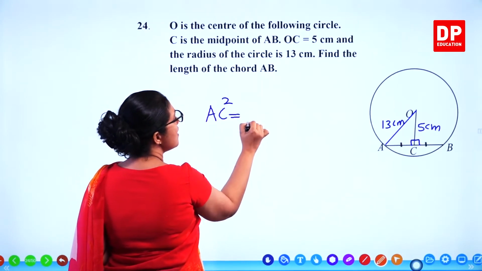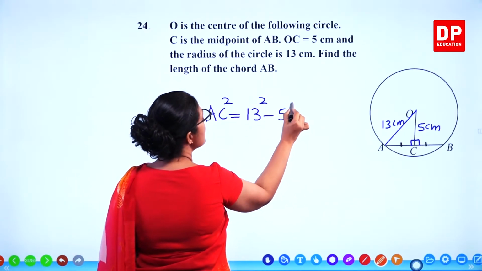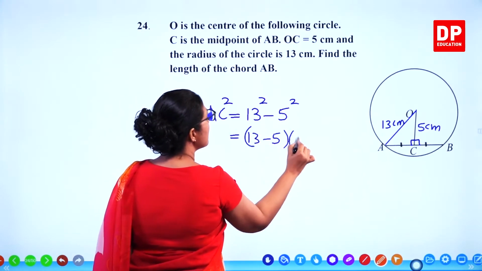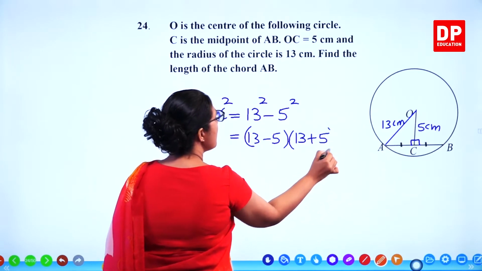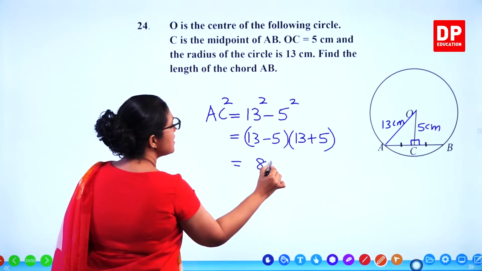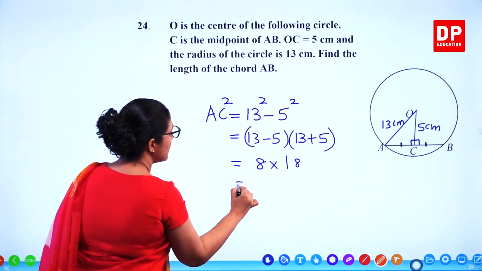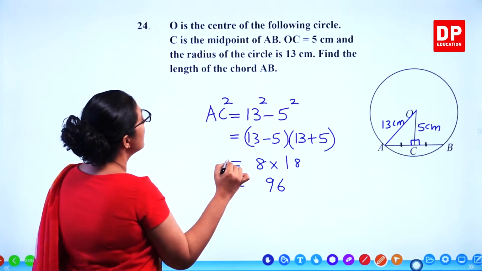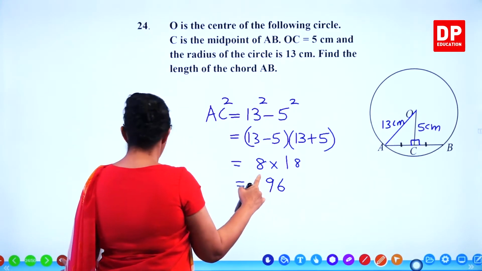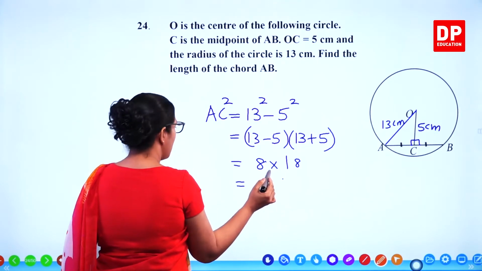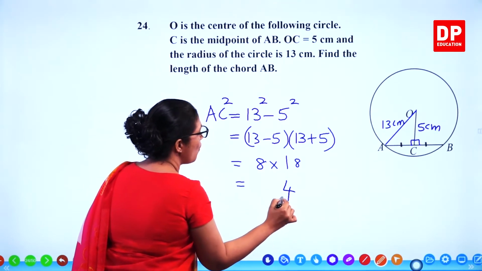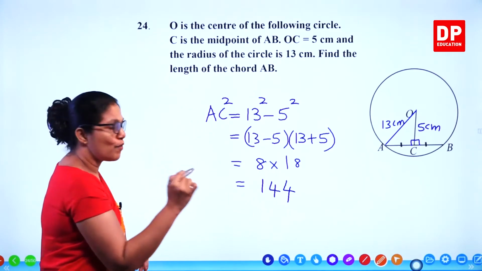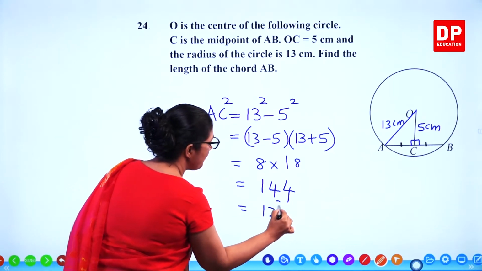AC squared is equal to 13 squared minus 5 squared. We'll use the difference between two square terms: 13 minus 5, 13 plus 5. You get 8 and 18. So you get 8 times 18: 8 times 8, 64; 8 times 1, 8, plus 6, 14. So 144. That's 12 squared.